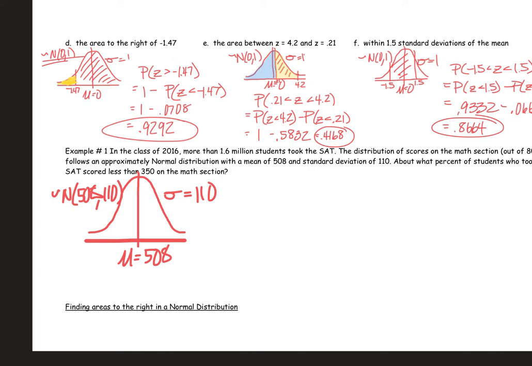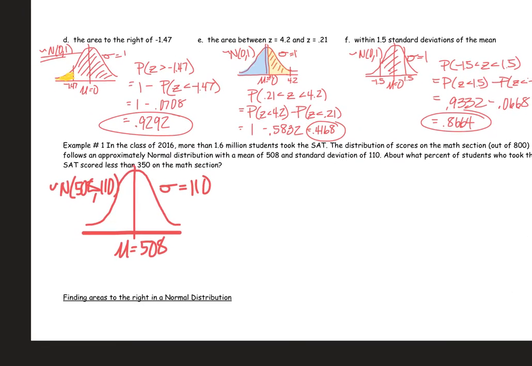About 1% of students who took the SAT scored less than 350 on that section. So to put our mark on here, we need to determine how many standard deviations 350 is, obviously below 508, which is our mean. Since the standard deviations are 110 apiece, one standard deviation would be 508 minus 110, which is going to be 398.